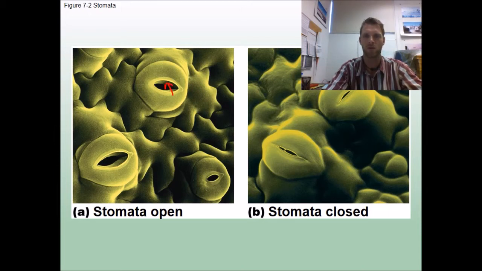When the stomata are closed, the plant has enough CO2, and it doesn't need more at that point, so the stomata can be closed.